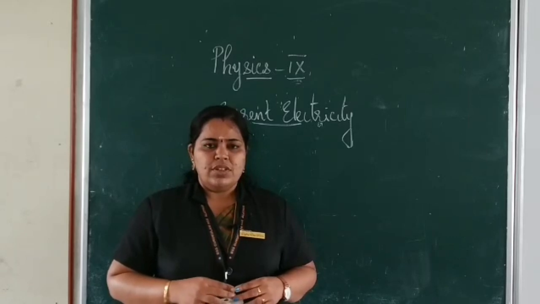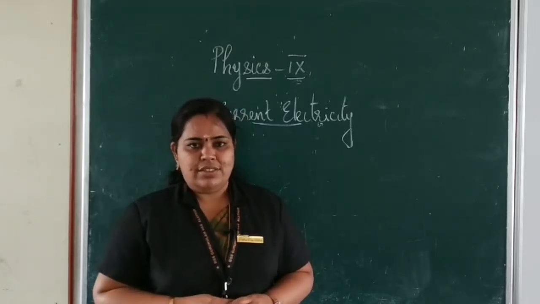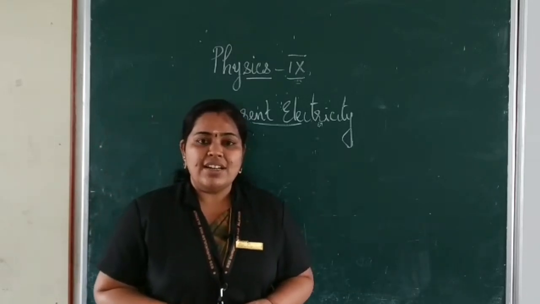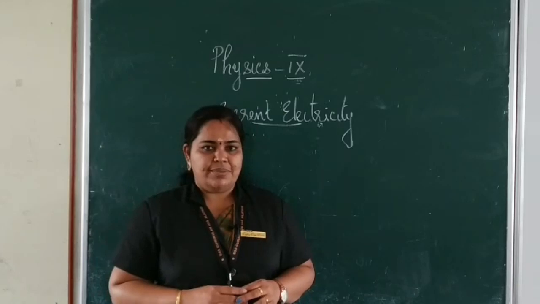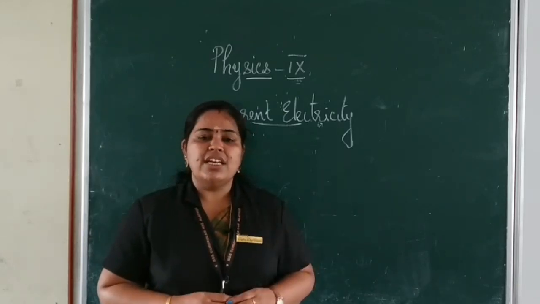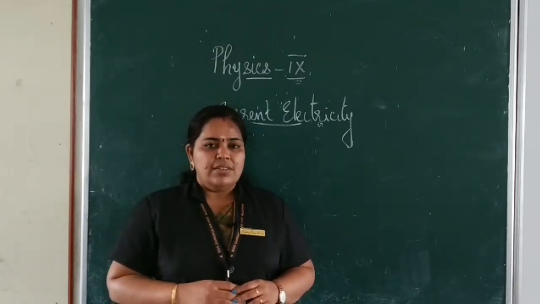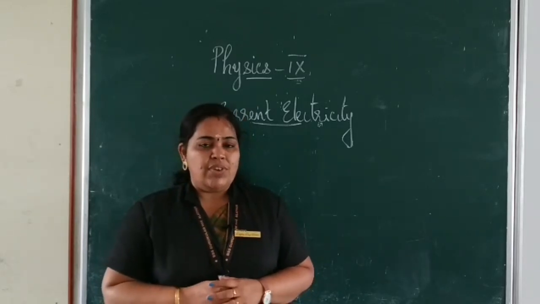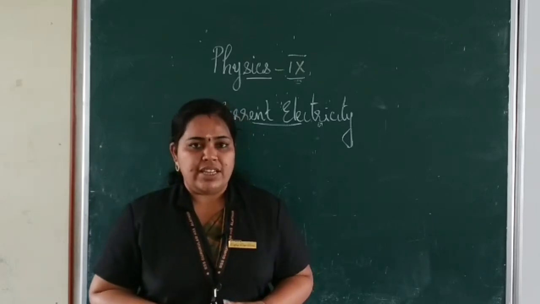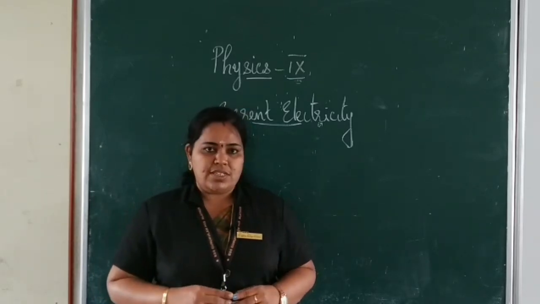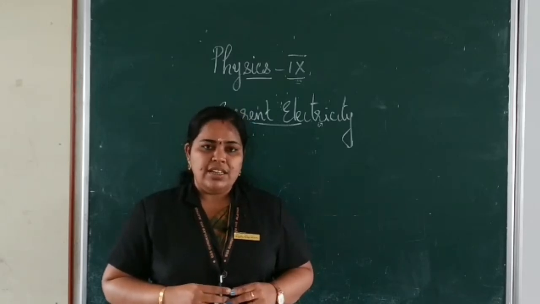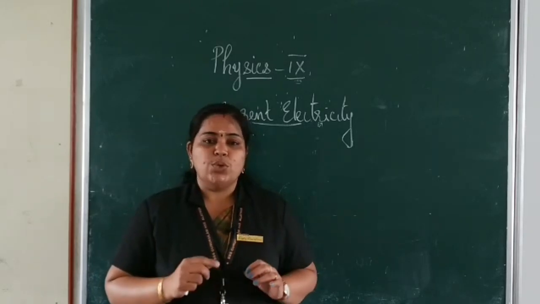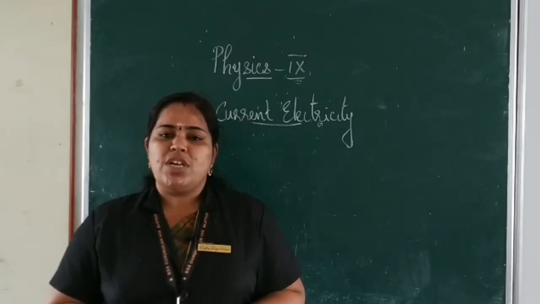So what is current? We are discussing about current electricity, isn't it? So what is current? Current is the flow of charges. In conductors, it is through the flow of electrons. Whereas in the case of gases and electrolytes, it is through the movement of ions. Is it clear? And what is the unit of charge? The unit of charge is coulomb.